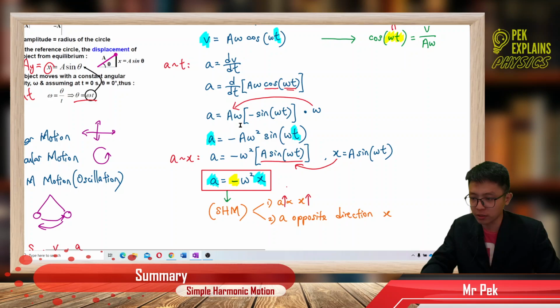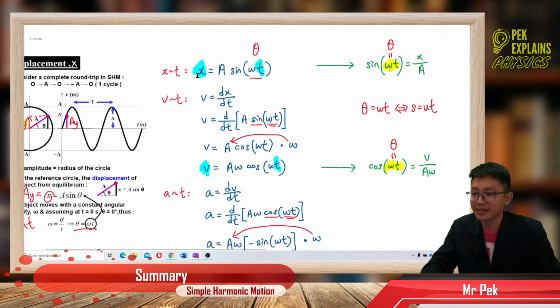We also use the a versus t formula. As you can see, I rearrange. Here we have A and sine omega t. So I combine them, A sine omega t, and then omega square and negative in front. This one I put in bracket. This is A sine omega t, just the same as x equal to A sine omega t.